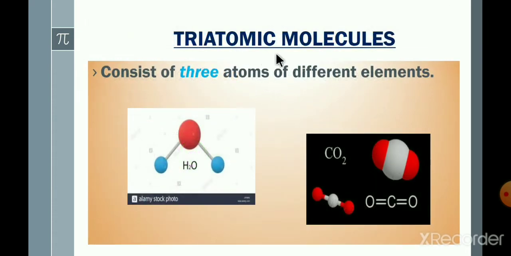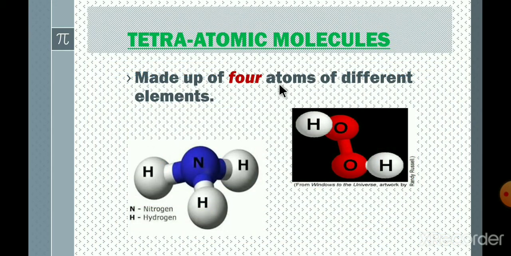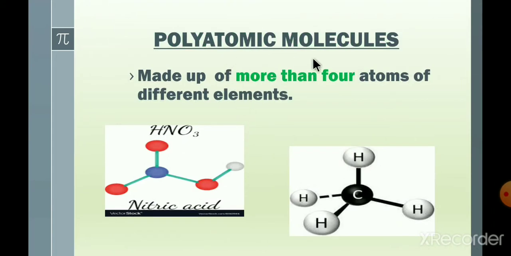Next is triatomic molecules. They consist of 3 atoms of different elements. Like in water, 1 atom of oxygen and 2 atoms of hydrogen are present. Similarly, in case of carbon dioxide, 1 atom of carbon is joined with 2 oxygen atoms. Next is tetratomic molecules. These are made up of 4 atoms of different elements like ammonia having formula NH3, hydrogen peroxide having formula H2O2.